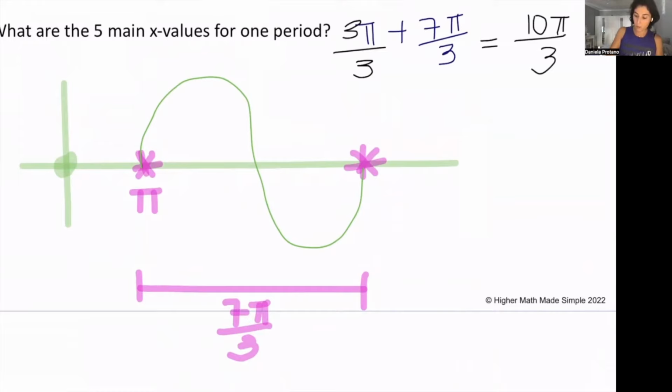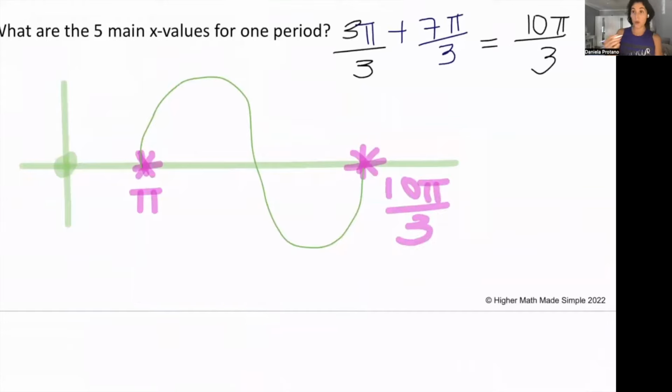And so now the question becomes, how do we find the other 3 main x values? So you're going to go in the following order. I'm going to do the middle one together, and then I'll fast forward the other 2 just so you can see where the algebra comes from if you don't get the same answer.